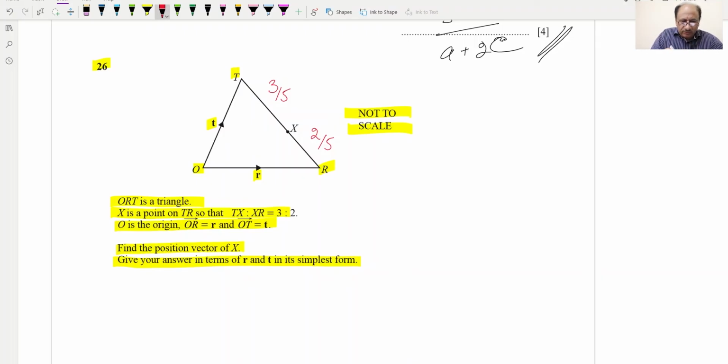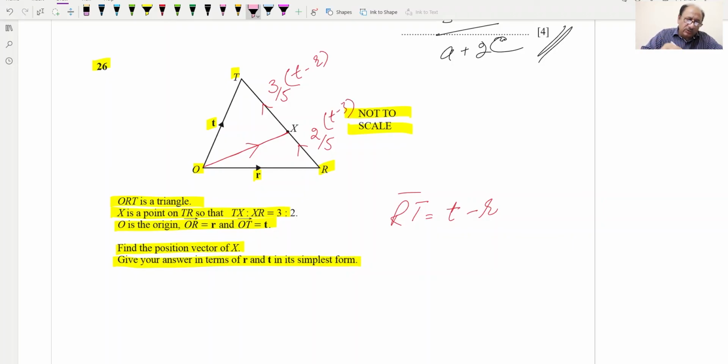So what will be the position vector? First of all, we will draw the position vector. This is the position vector from the origin, and now we need to find OX. To find OX, first we will be finding TR. We can find RT, which is better to find. RT will be equal to R minus T, or rather minus R plus T, which we can write as T minus R. So this will be vector RT which we found. This will be 3 by 5 of T minus R, and this will be 2 by 5 of T minus R. We got these vectors.